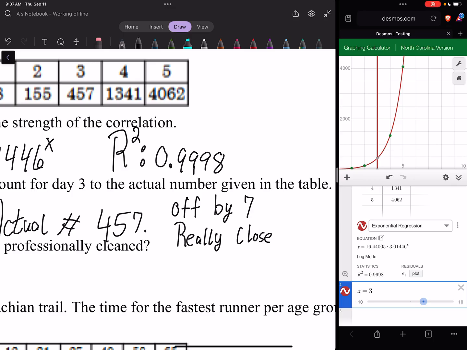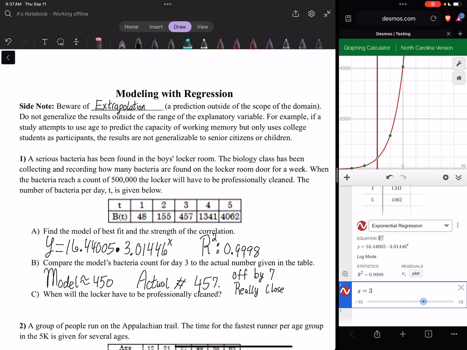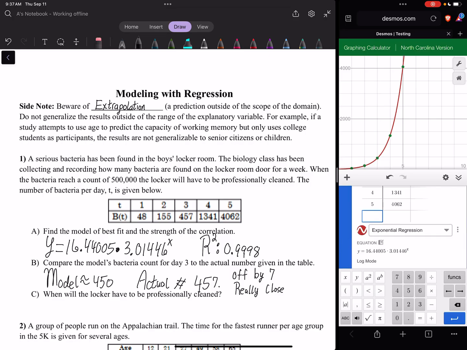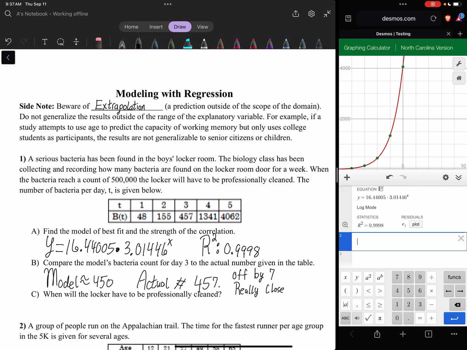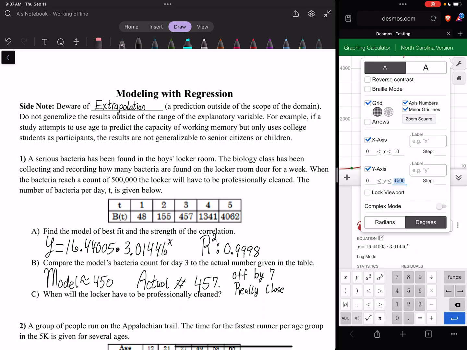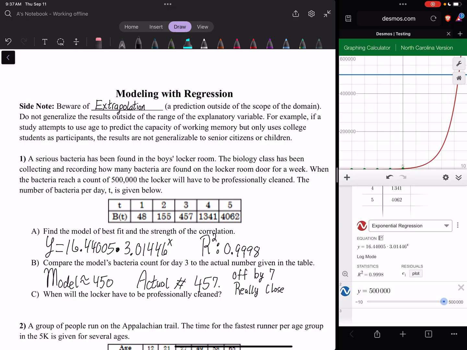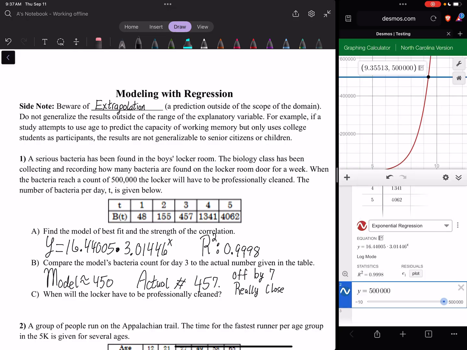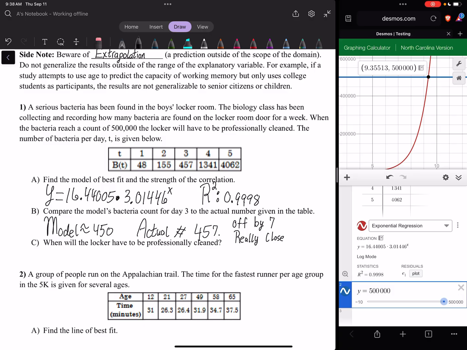The last thing is, when will the locker have to be professionally cleaned? Well, it tells me up top after I get 500,000 bacteria. So y equals 500,000. All right, I'm going to go to my wrench, adjust this x or y axis. I get 9.3, so I know it is after 9 days.